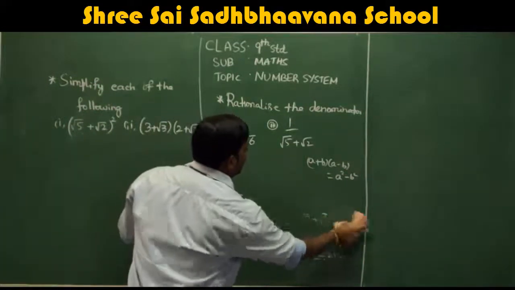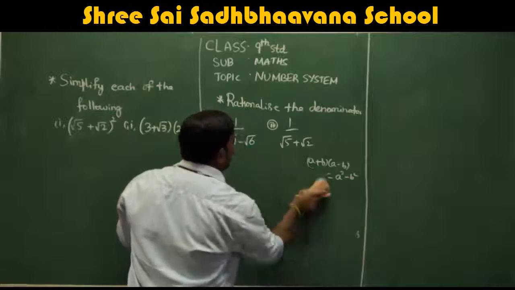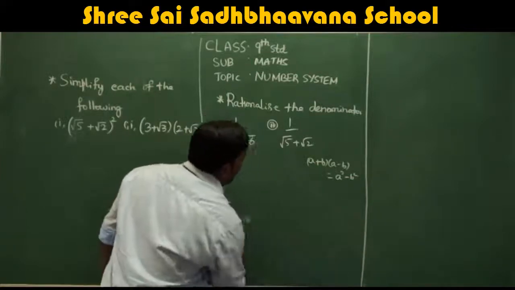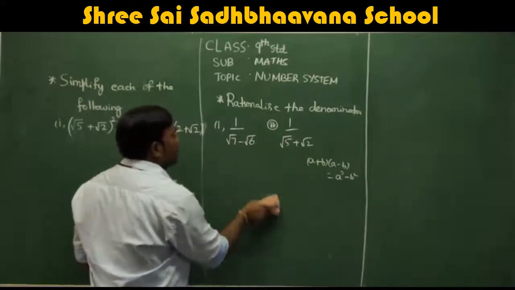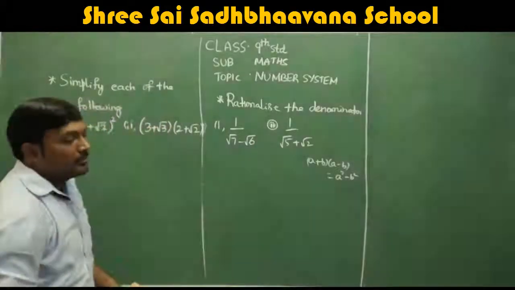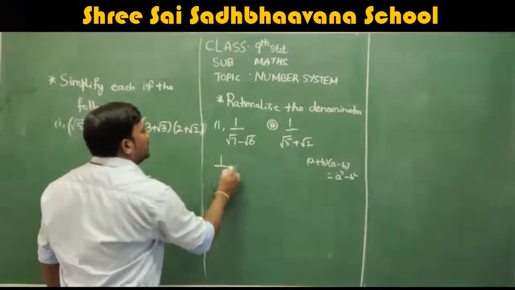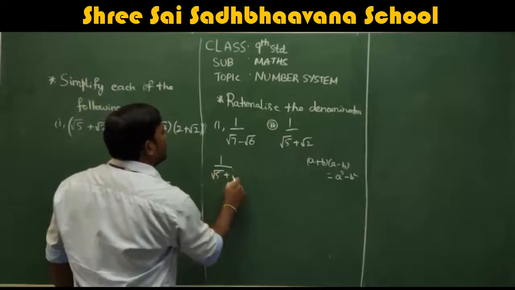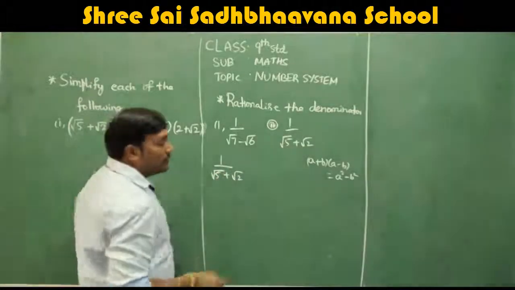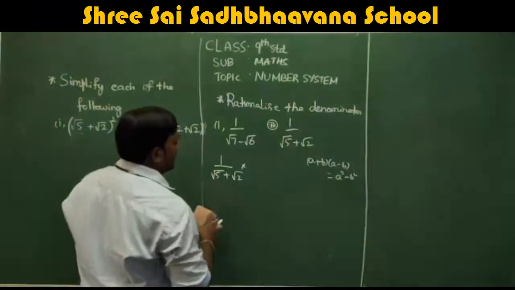Now we'll go with the next sum. I hope for the next sum you might have got an idea how to do it. This is also the same type, only here plus is there; there you had minus. Okay, so let me do that. 1 by root 5 plus root 2. Correct? So the rationalizing factor.